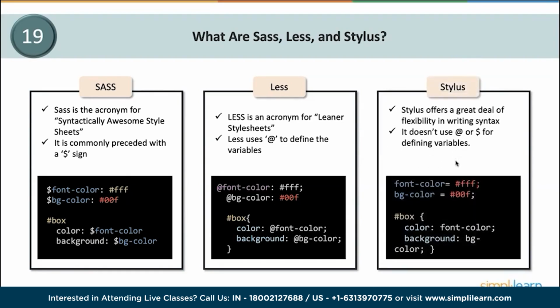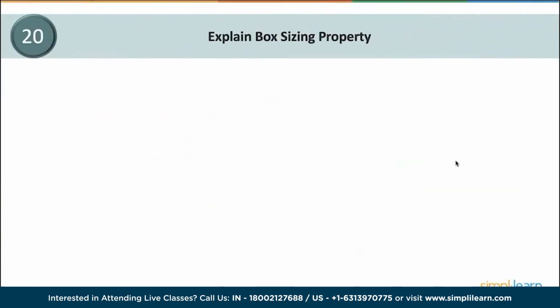Then you talk about Stylus. It is also flexible CSS, so it doesn't use the at-rate or dollar sign for defining variables. We can just directly use the variable with its name and use it at any point of time. So these are the three very popular next-generation CSS.